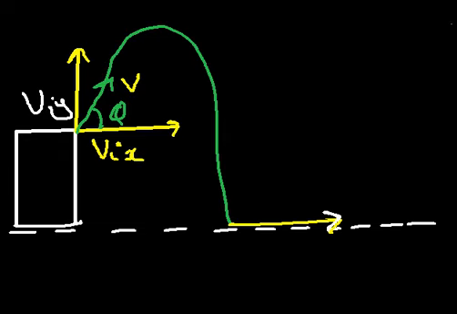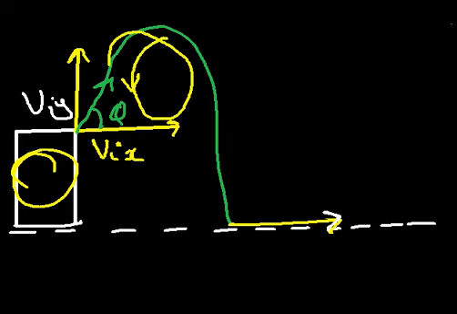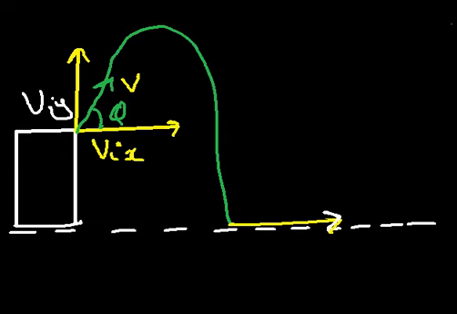But just know that the overall height of the object from the ground level is given as the height of the building plus the height that the object attains at this point. So keep that in mind.